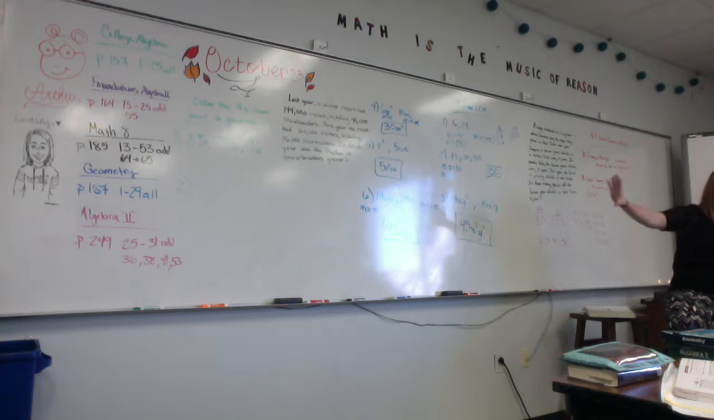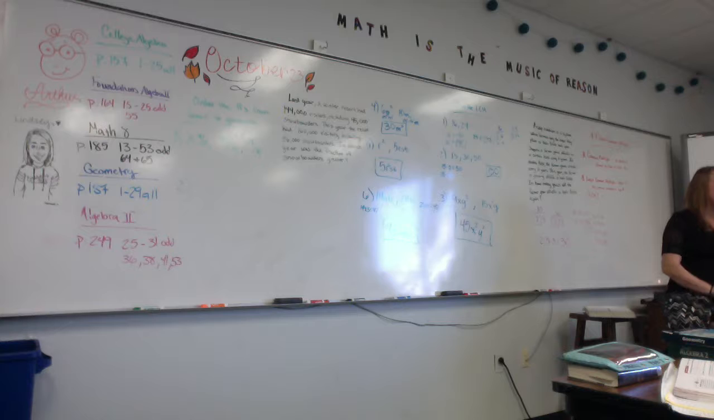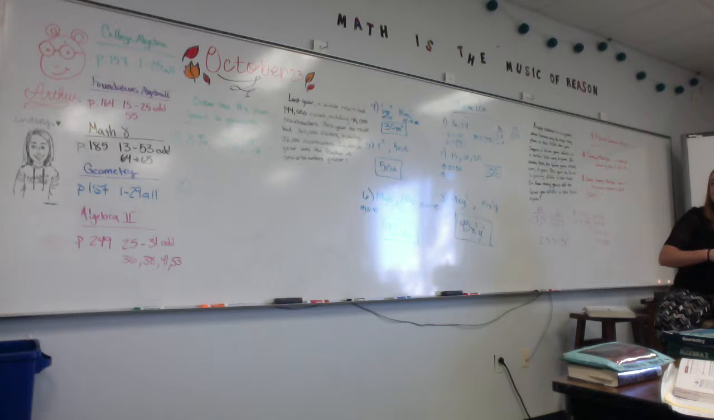Okay, last word problem. Last word problem, since clearly you can't focus on a Tuesday when you've had a month off. Last year, a winter resort had 144,000 visitors, including 45,000 snowboarders. This year, the resort had 160,000 visitors, including 56,000 snowboarders. In which year was the fraction of snowboarders greater?